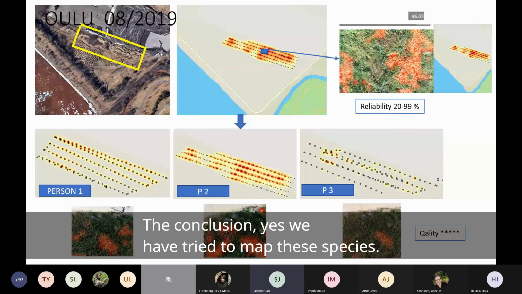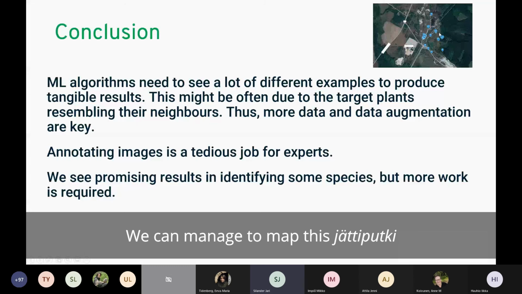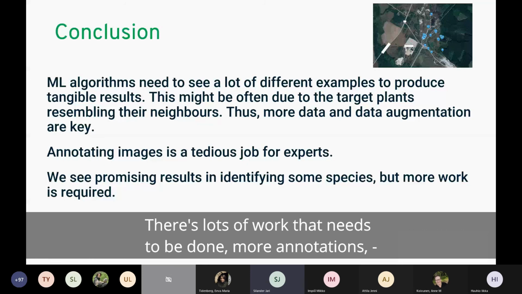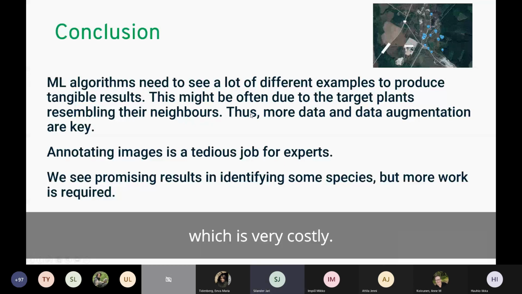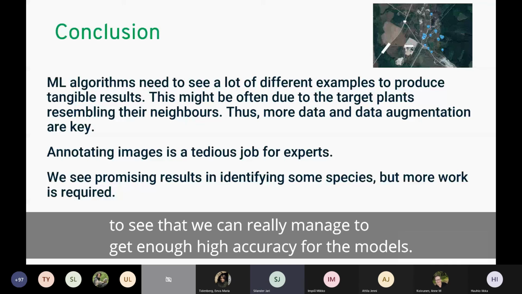Conclusion, yes, we have tried to map these species. We can manage to map this jättiputki, but only about the height of 20 meters using these low-cost drones. So there's lots of work that needs to be done, more annotations, which is very costly. So we would like to try to label more images in the next phase to see if we can really manage to get high enough accuracy for the models.